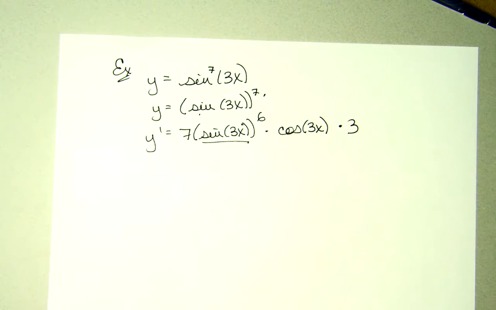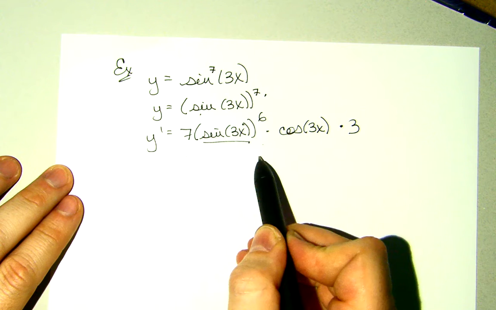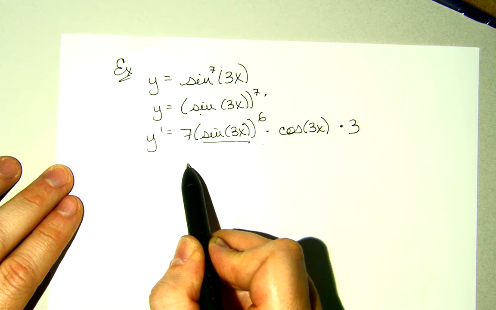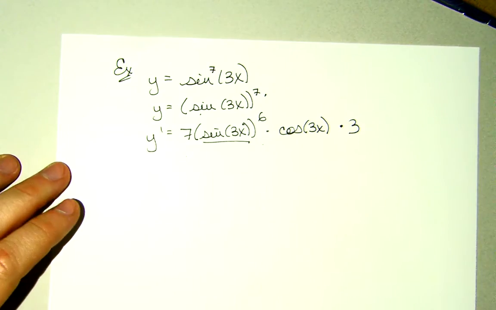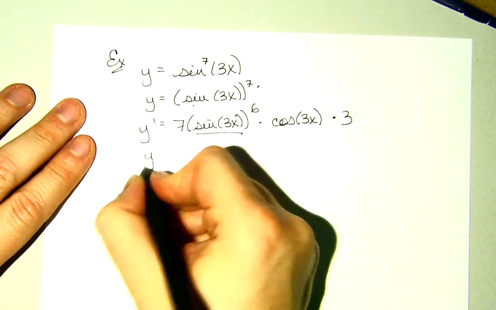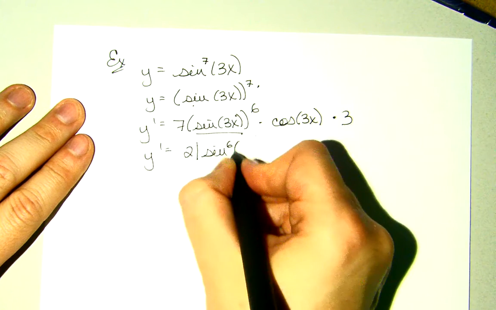Do you see where I'm getting my 3 layers from here? On the outside, I had that 7th power. Deal with that first. I dealt with that. Inside that, I have a sine of something more complicated than just x. So do the derivative of that. Derivative of sine is cosine. Leave everything inside there. Times the derivative of the thing inside. That's a 3. I'm going to clean this up a little bit. I'm going to say y prime equals 21 sine^6 (3x).